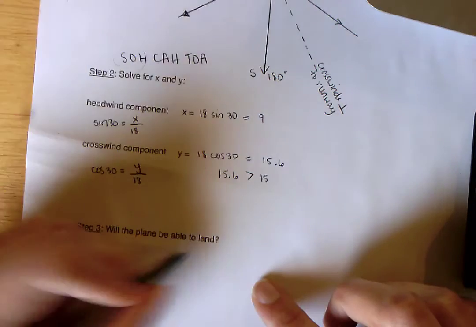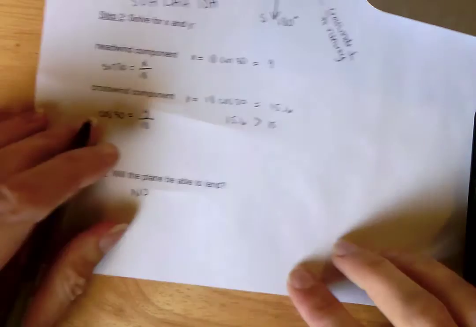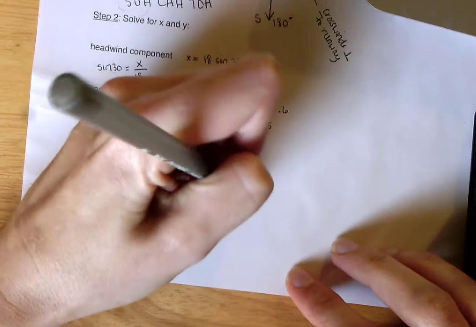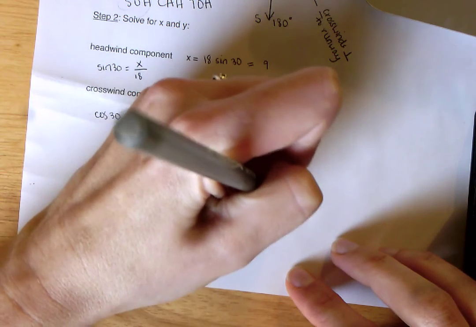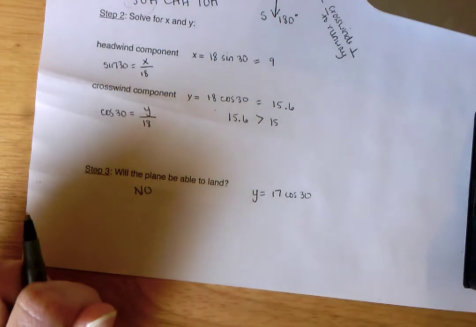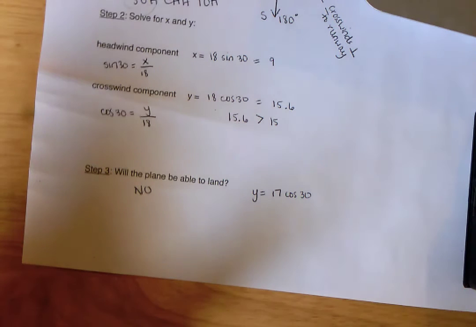So will the plane be able to land? No. The plane will not be able to land. It'll probably be put in a holding pattern until the wind dies down. But what if we did the same thing, but I just made it 17 knots? So the y component will be 17 cosine 30. It would be the exact same thing, but 17. So let's see if it dies down by 1 knot.